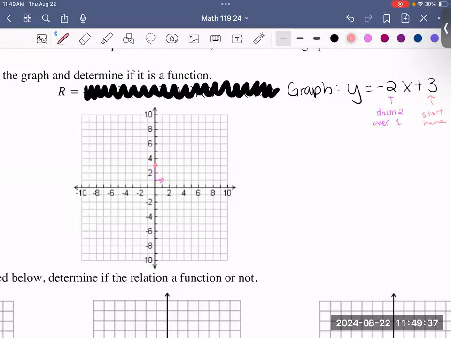And let's say I wanted to do that again, down 2 over 1, down 2 over 1, and we can just keep plotting that same trend of going down 2 and over 1, or perhaps if I wanted to get over here, we can do the reverse, up 2 over 1. And let's connect the dots.